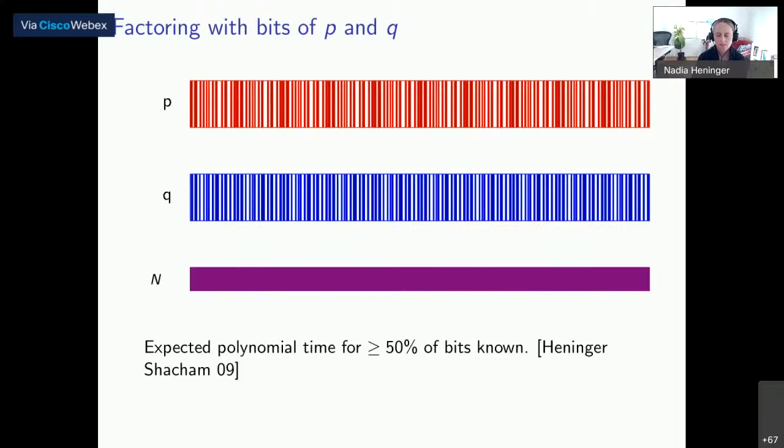So here's a pictorial picture of this. I have a bunch of pictures of this form just to illustrate what is possible and what is not. The colored bits are the parts that are known to the attacker, and the white bits are the bits that are unknown to the attacker. So we have random bits of P and Q, and the attacker knows all of N, and they need to recover P and Q, and this is expected polynomial time if you have more than 50% of the bits known.